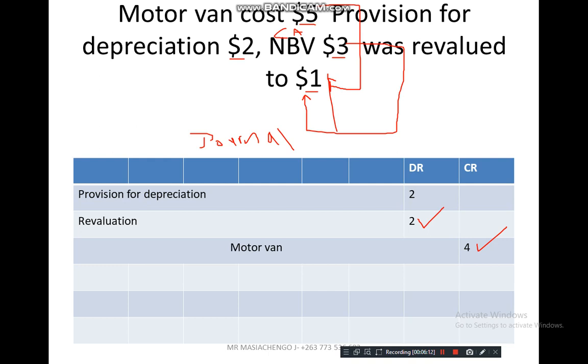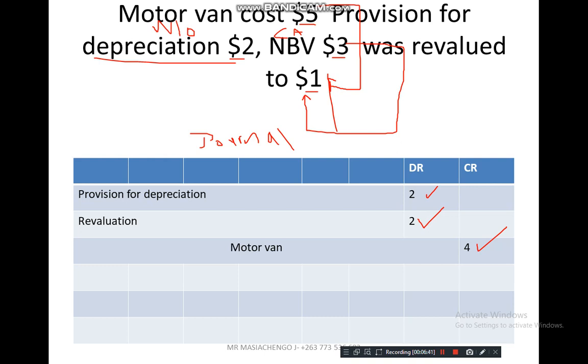Then we agreed that what do we do with the provision for depreciation, the accumulated depreciation? We write it off. Writing off, this has a credit balance. So to write it off, what do we do? We debit the provision for depreciation account, like this one, and then we are done with the account. I think it's making sense, right?